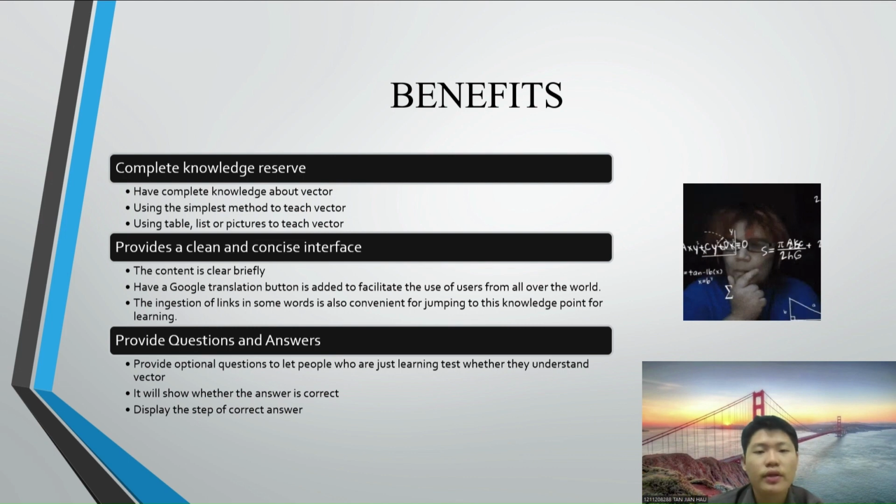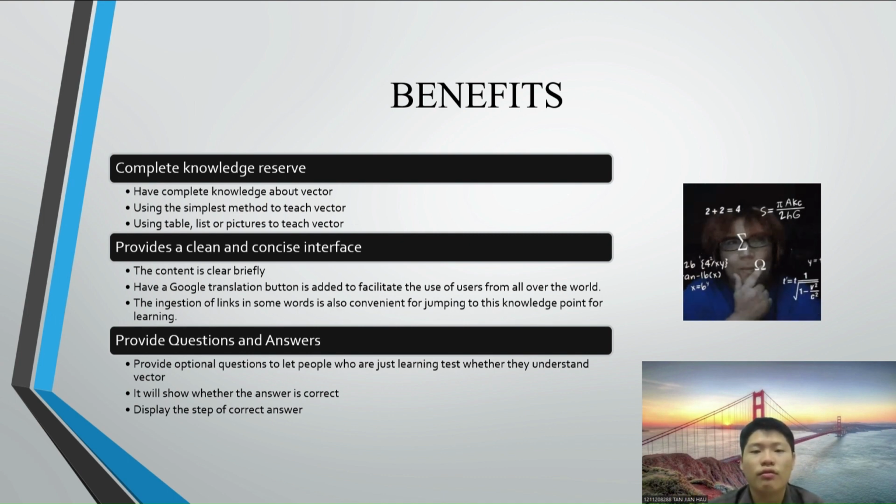Benefit: complete knowledge reserve. The website has complete knowledge about vectors. It uses the simplest method to teach, and it often uses tables, lists, or pictures to teach. It provides a clean and concise interface. The content of the website is clear and brief. It has a Google Translate button.